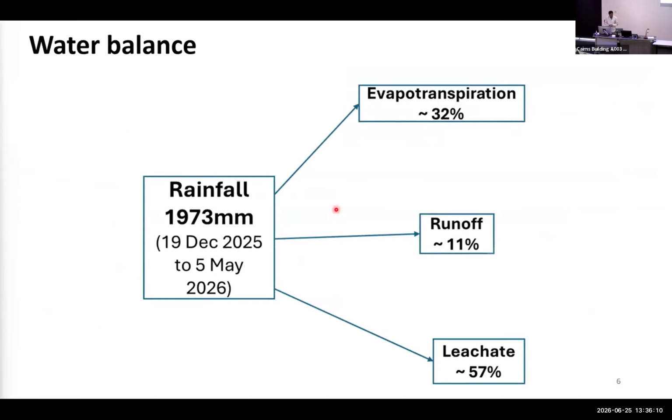To start with the results, this is the water balance for this wet season, from the 19th of December to the 5th of May. We received this amount of rainfall. Out of this, 11% was runoff, 32% was evapotranspiration, and deep drainage was 57%.